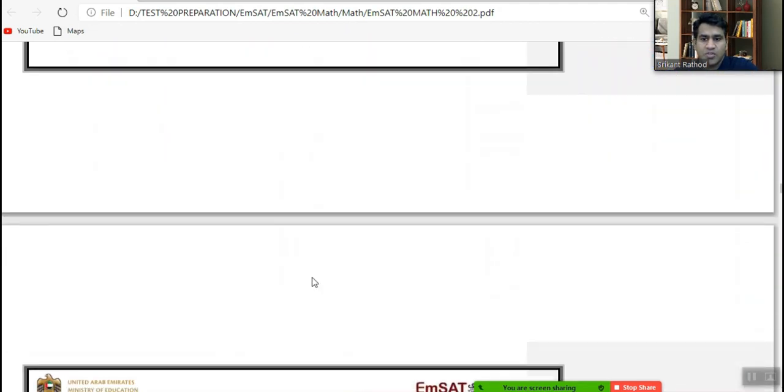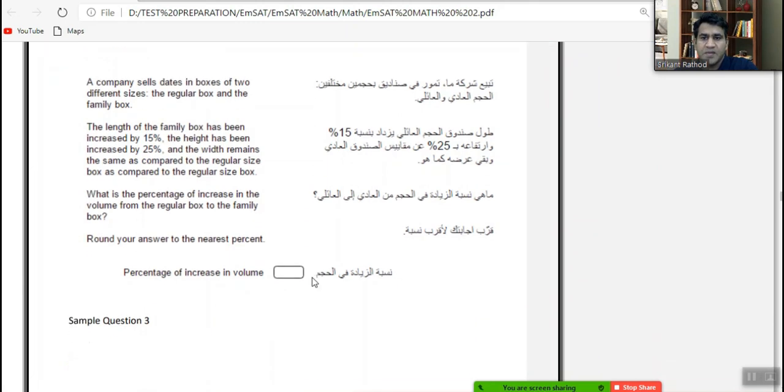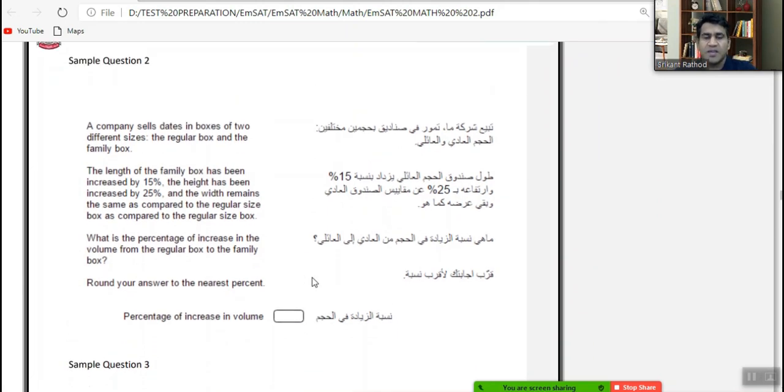Let's go to the second question. The second question is basically a solid geometry question, but they have involved percentage in this. A major topic of your EmSAT math is algebra, and algebra involves percentage. Percentage is one topic they may mix up with anywhere. It may be with geometry, it may be with algebra, or it may be with some other topics.